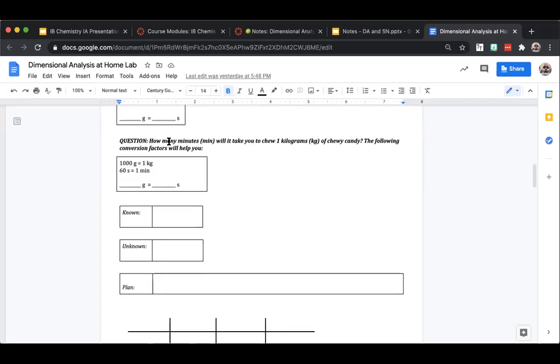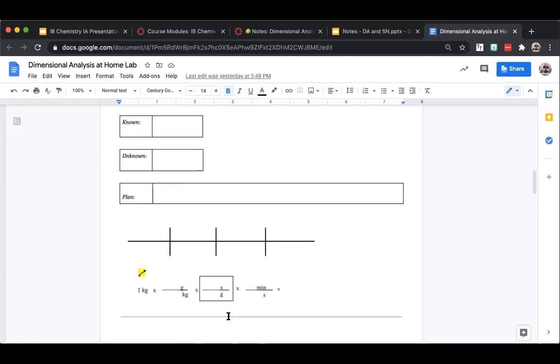And then you're going to talk about how many minutes it would take you to chew 1 kilogram of that same chewy candy. I've given you some conversion factors for mass and time, and then you'll rewrite your conversion factor that you got from timing yourself chewing here. I've given you some help down here on the setup because it has this weird conversion factor where you're going to go from grams to seconds. That's where you're using the timer that you timed yourself.